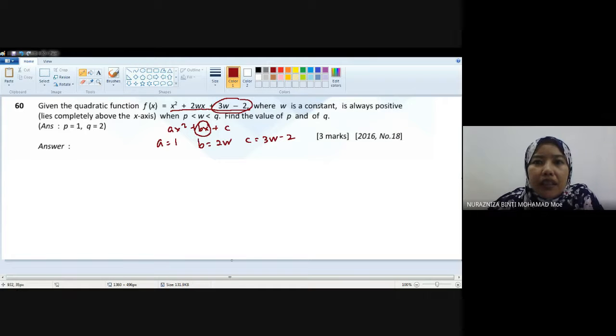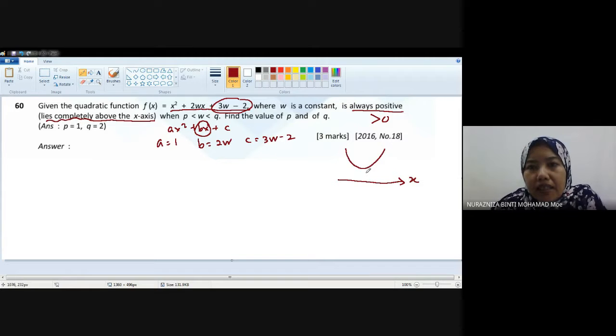Okay. Given that this function is always positive, always positive means greater than 0. It lies completely above the x-axis, so it means the graph does not touch the x-axis. If this is the x-axis, the graph is completely above the x-axis. Okay, so now, when w is between p and q, find the value of p and q. It means the question asks you p is equal to what? q is equal to what?